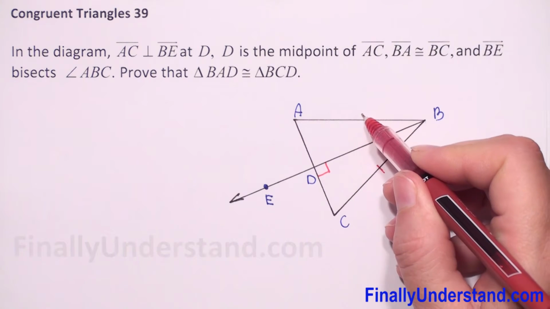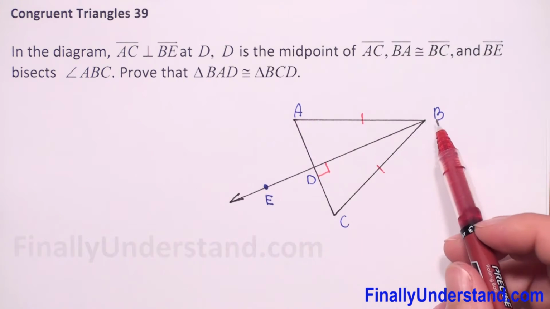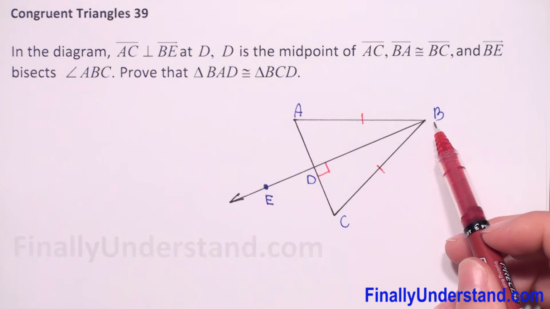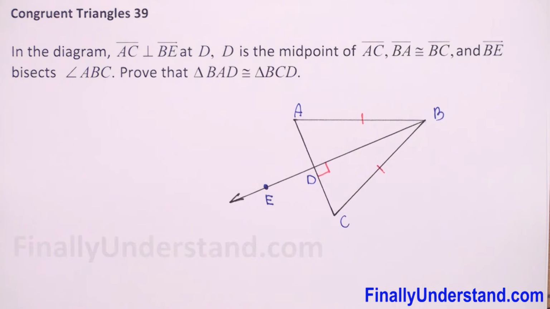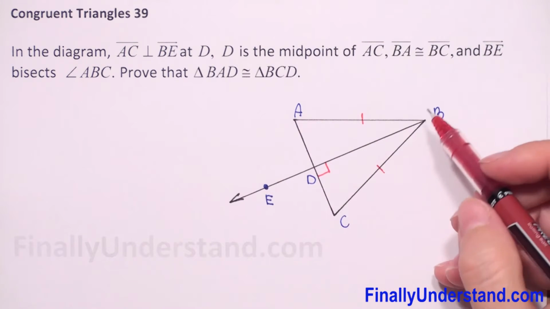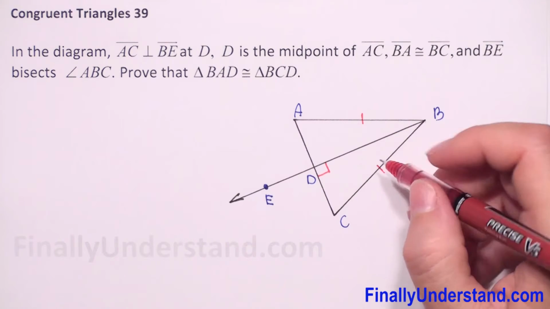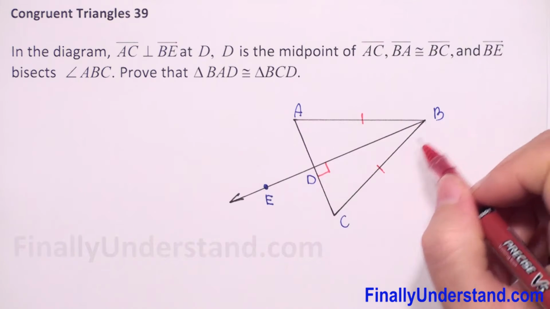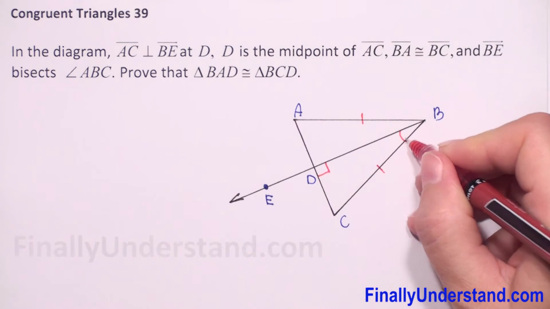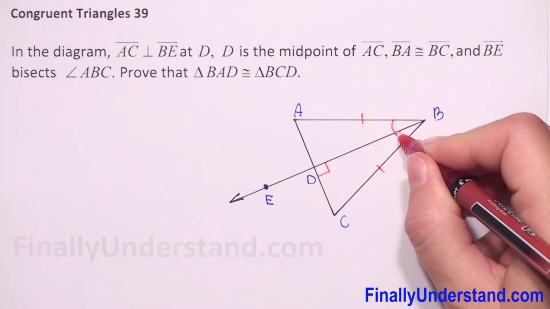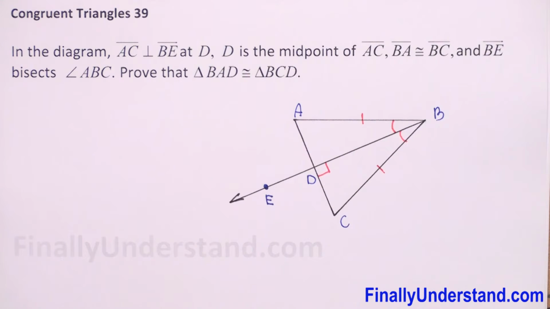BA is congruent to BC, so the side BA is equal to side BC, and we have that BE bisects angle ABC. It means that the measure of angle ABD is equal to the measure of angle DBC. So we can write that these two angles are congruent. So let me write this now.